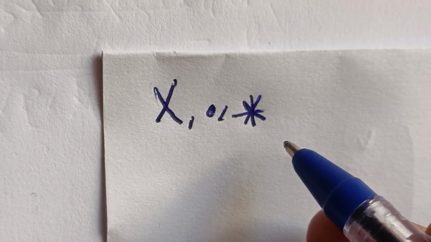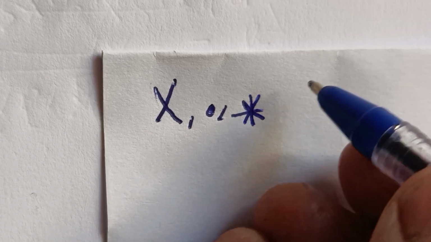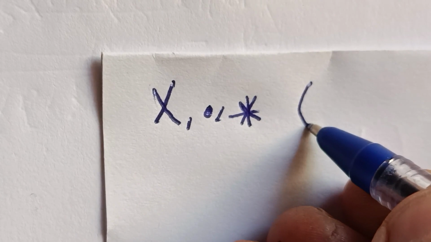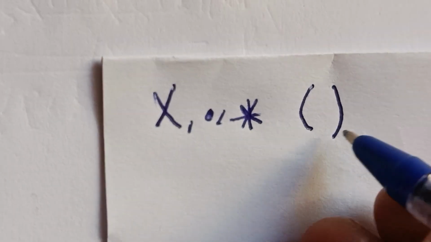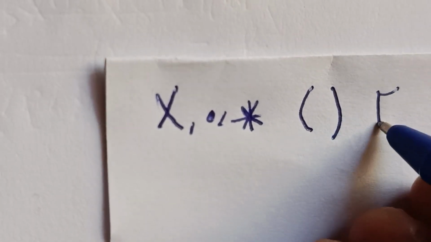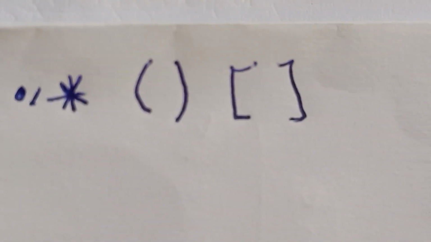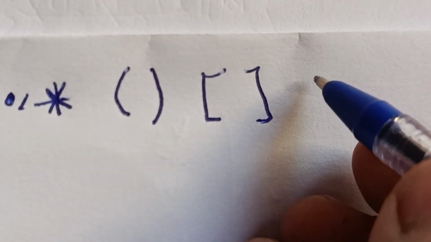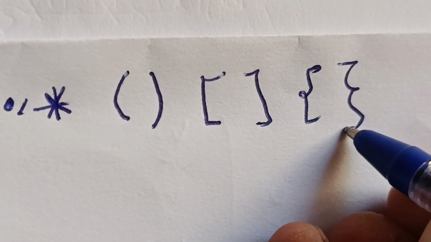There are three main types of brackets: a small bracket, this is the symbol, a medium bracket, this is the symbol, and a large bracket, this is the symbol.